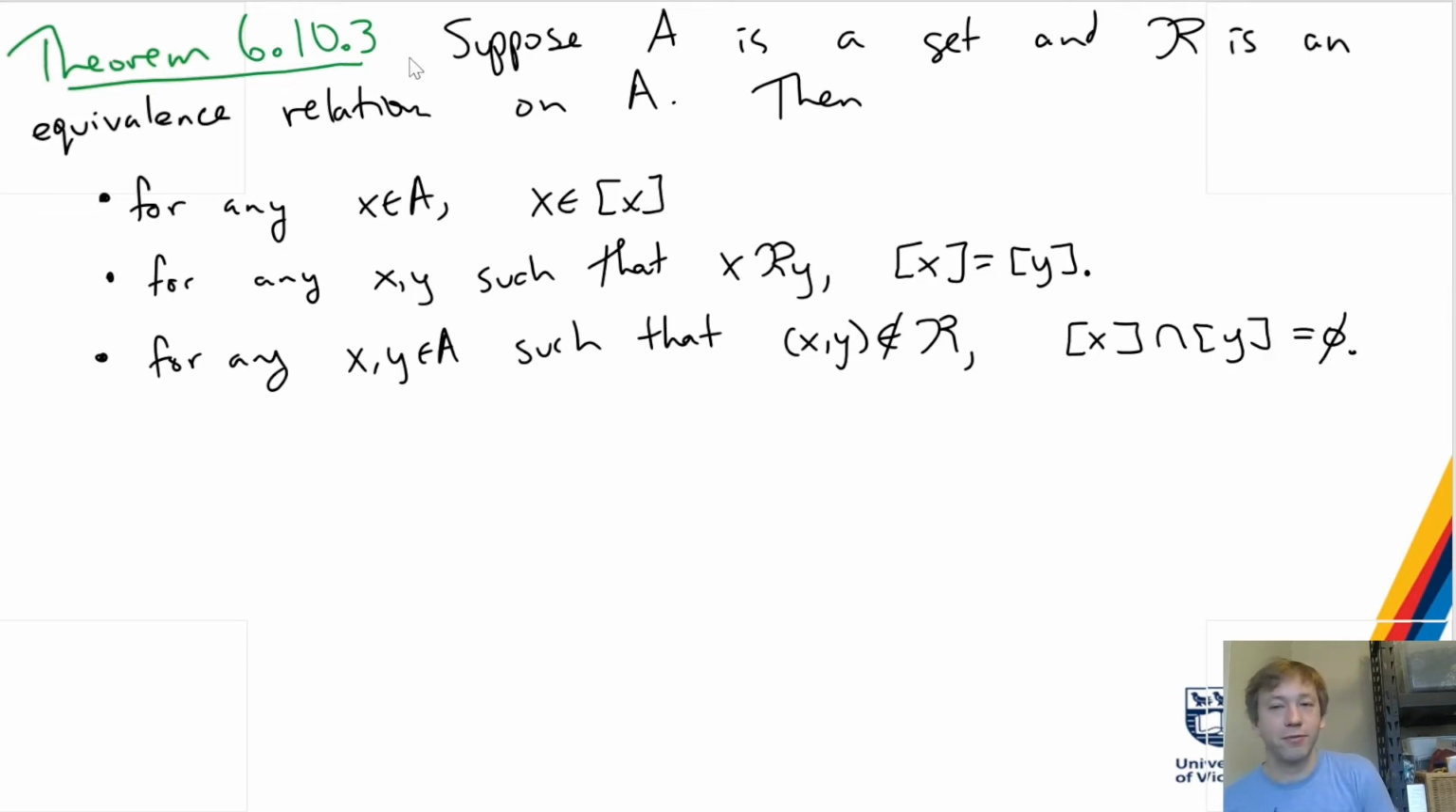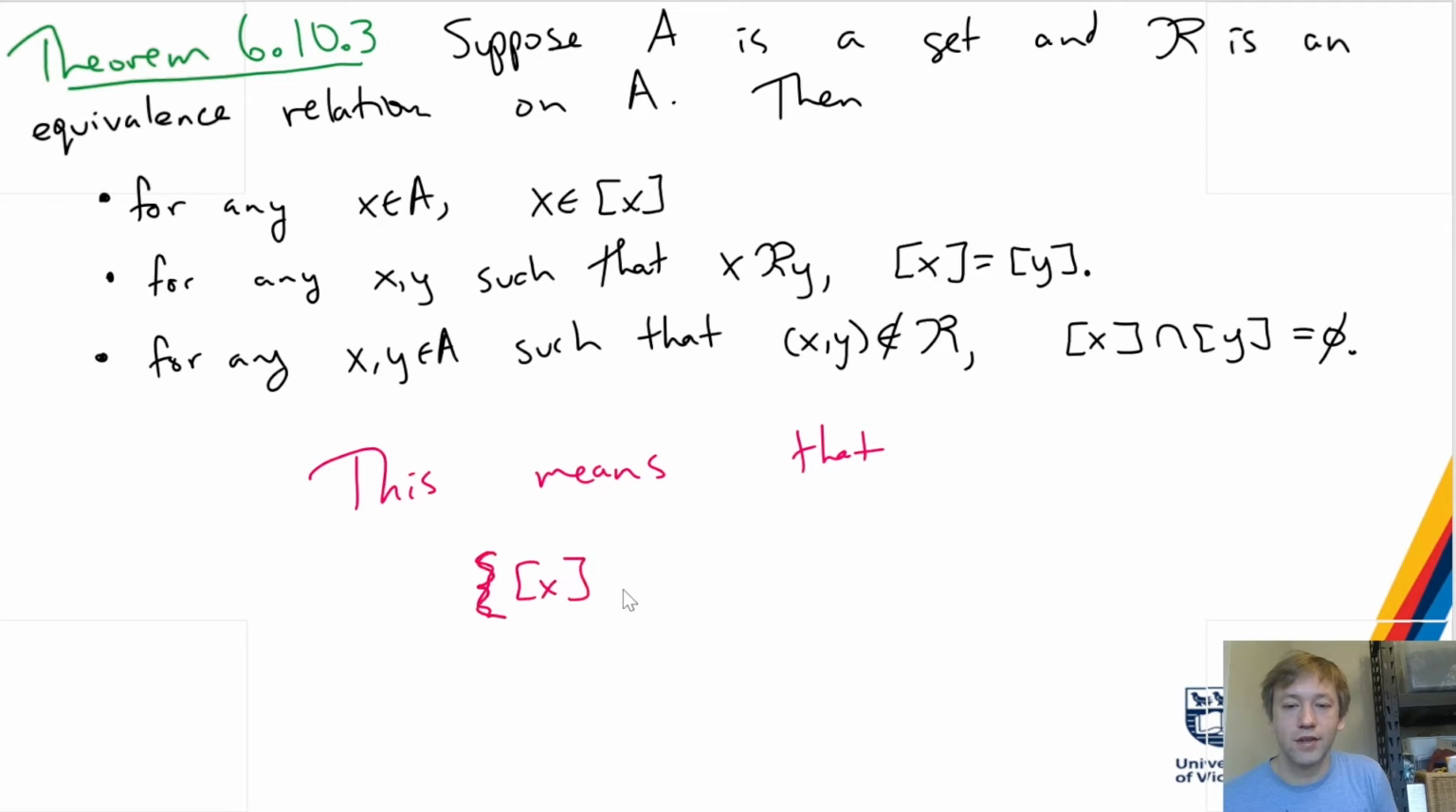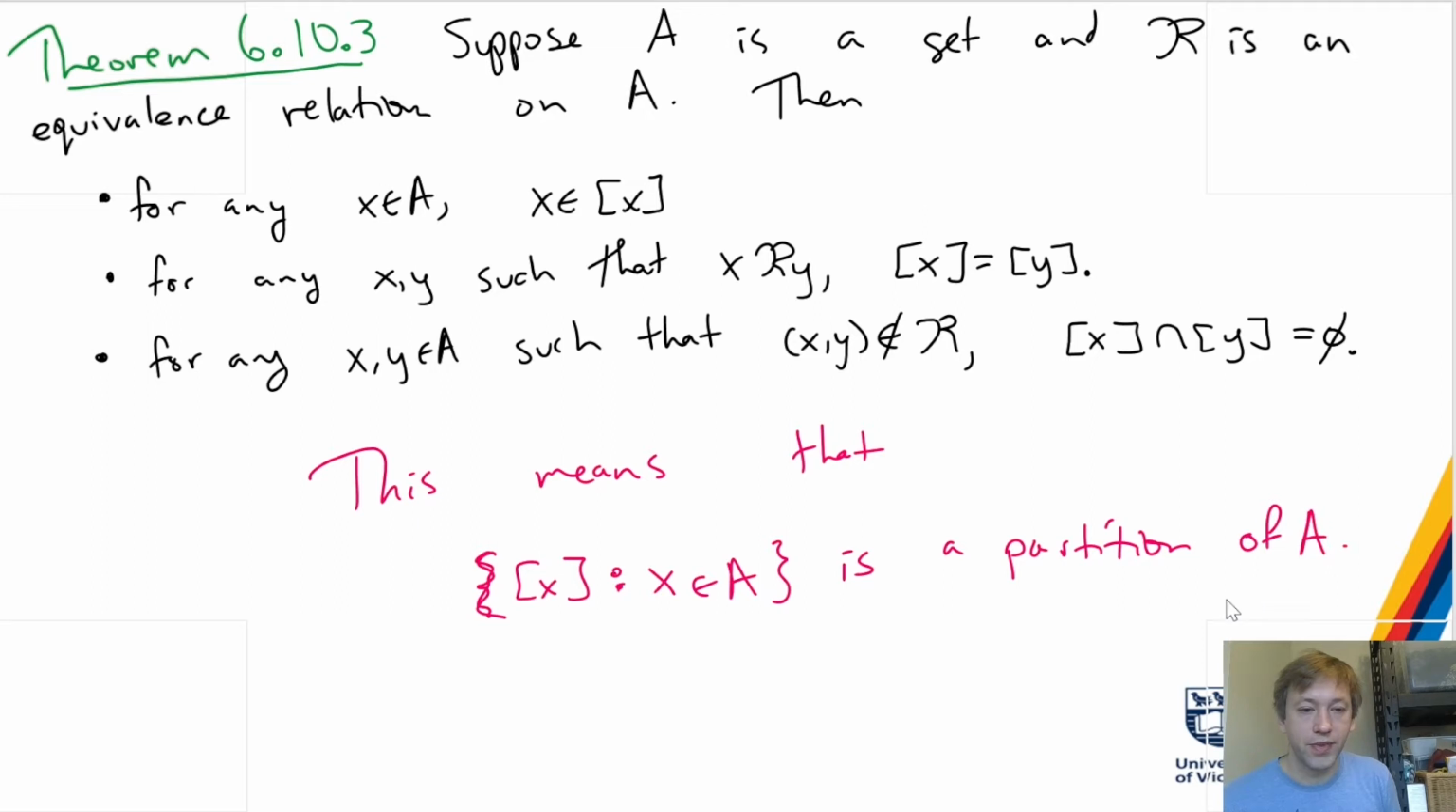The punchline here, the main purpose of this theorem, is that this means that the set of equivalence classes is a partition of A. This is the thing that I want you to really take away from this. If I take an equivalence relation and I look at the equivalence classes, that gives me a partition of A. So let's prove this theorem.